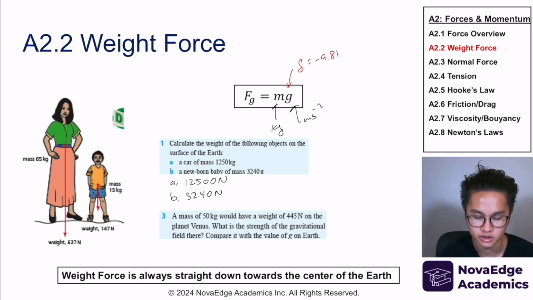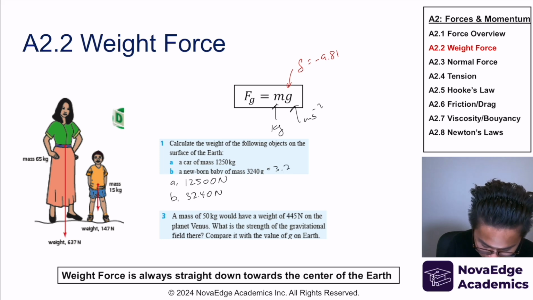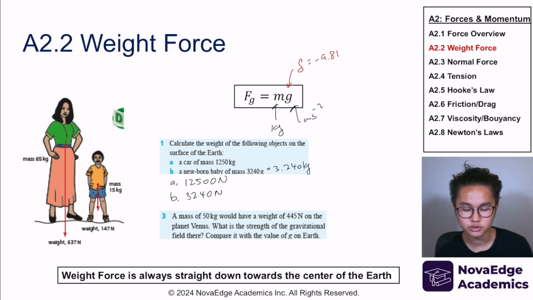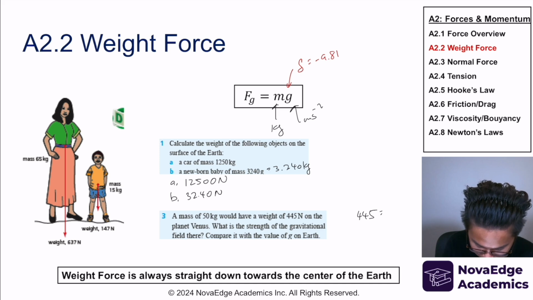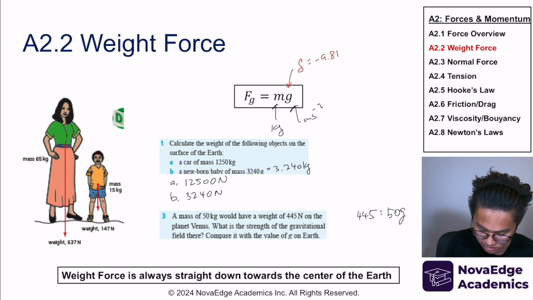It is given in grams, which means that this is 3.240 kilograms. Note that I only use 10 instead of 9.81 for simplicity. If you want the actual value, just multiply by 9.81 instead. Number 3. To do part 3, I'm going to write 445 is equal to 50 times g, right? So g is going to be equal to 445 divided by 50, which is 8.9 meters per second squared.